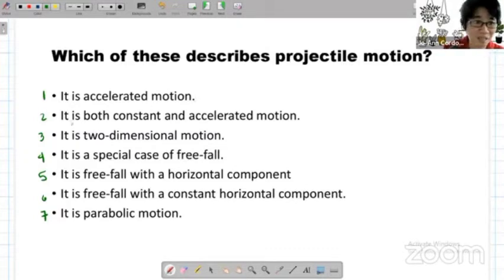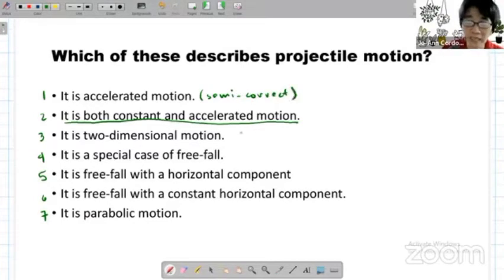The correct statement actually is that it is both constant and accelerated motion. Because supposedly it's two-dimensional motion, but the nice thing about it is that it's actually a combination of motion along the x-axis and motion along the y-axis. So it is accelerated motion, but this is only semi-correct because one aspect of its motion is actually constant. Okay? The third statement, it is two-dimensional motion, is of course also correct because you have x and y components.